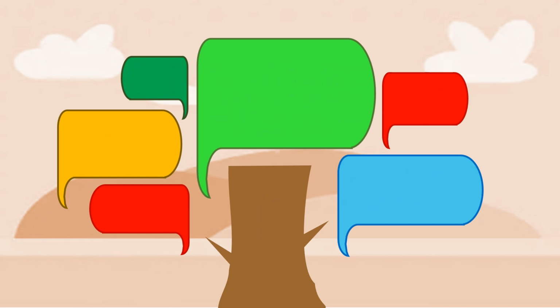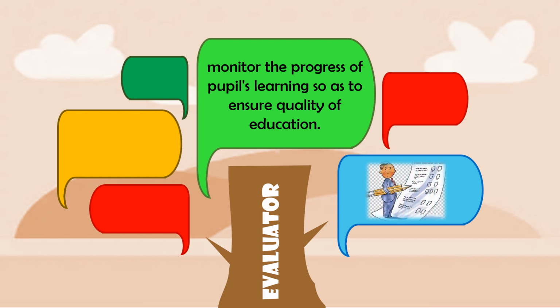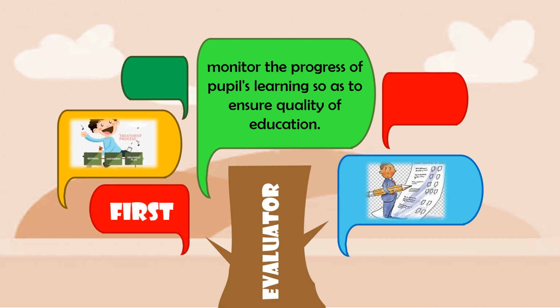Number 4. As evaluator. Another role which the multi-grade teacher must carry out is to monitor the progress of pupils' learning so as to ensure quality of education. Therefore, assessment should be considered a continuous and integral part of the teaching process. Usually, this requires teachers to determine the educational levels of pupils when they first enter schooling, during the school year, and at the end of each school year.